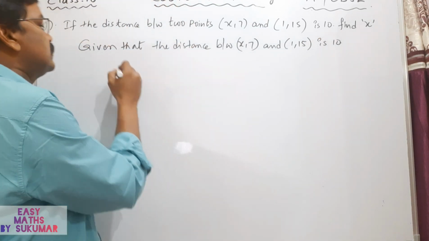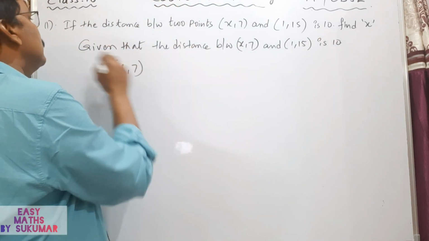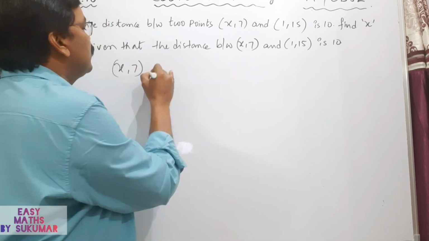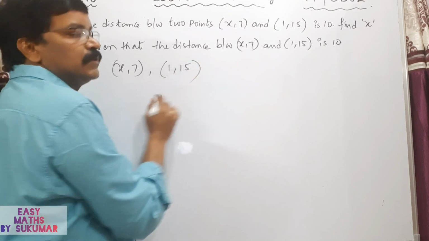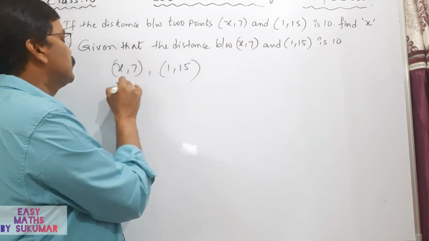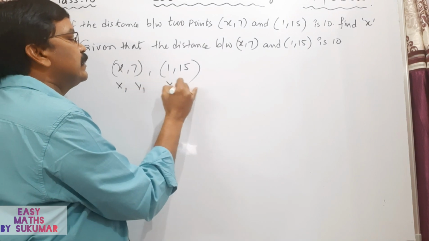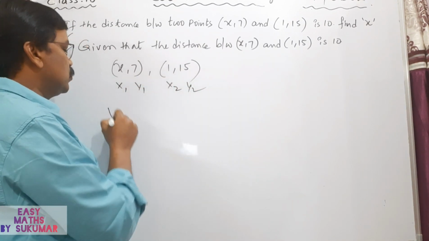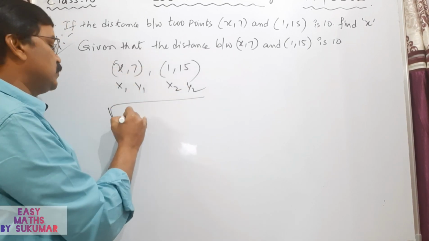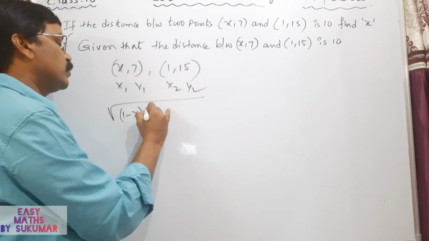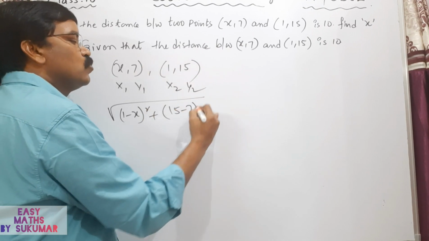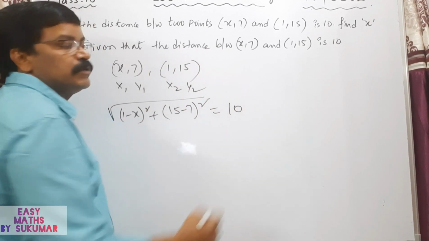That means take x comma 7, this is the solution. Take x comma 7 and 1 comma 15. This distance is already given, that value is 10. That means this is x1, y1, x2, y2. So let us take the distance formula here. x2 minus x1, that means 1 minus x whole square plus 15 minus 7 whole square. This is equal to 10 units.